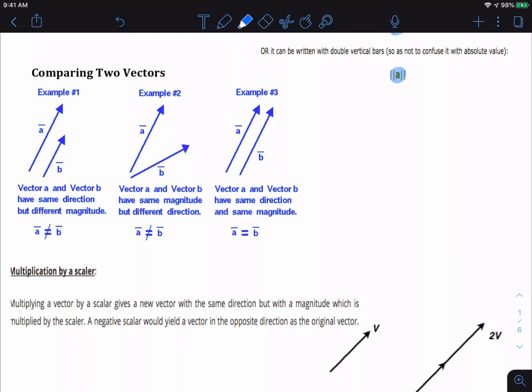In example 3, we finally have the equal piece because they're the same magnitude, same length, and they're going in the same direction. Okay? So a vector can be equal to another vector as long as they are going the same direction and the same magnitude. They don't have to be in the same place. They just have to be going in the same direction and have the same length. Does that make sense? You guys okay with that?